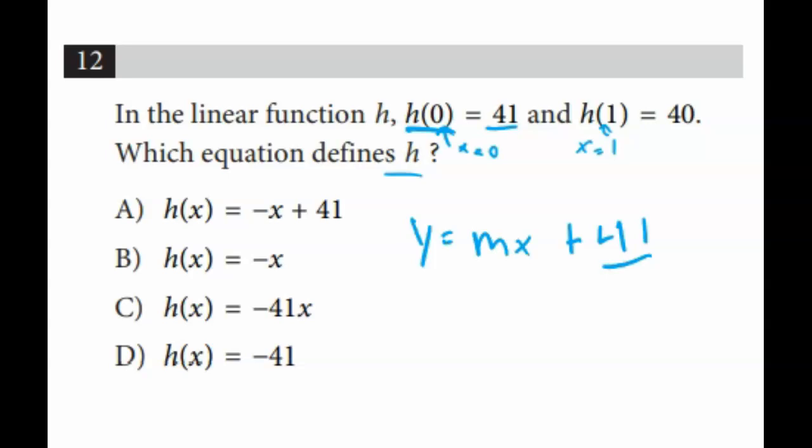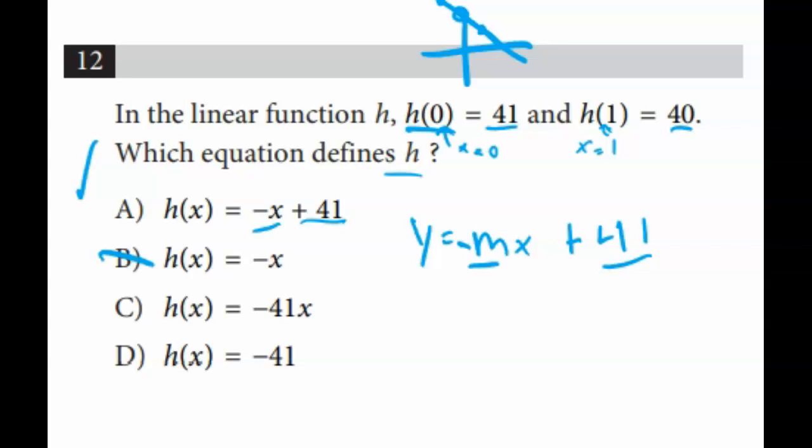And then we know when x equals 1, it goes to 40. Okay, so, I mean, if you drew those points, it would start here. When you put in 1, it would end there. So we know it's going to be a negative slope for the line. So we know m is at least negative. So we get y equals negative mx plus 41. And so looking at the answer choices, obviously I like A. It gives us both the positive y-intercept and the negative slope.